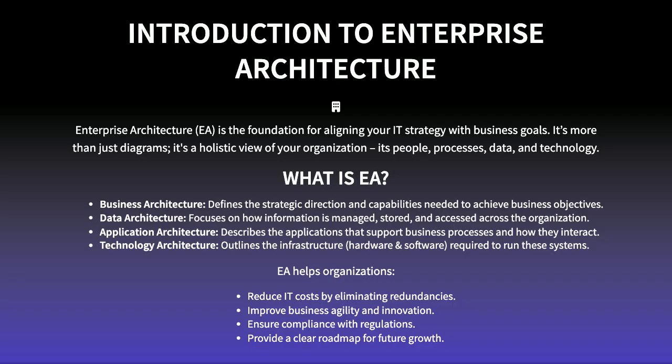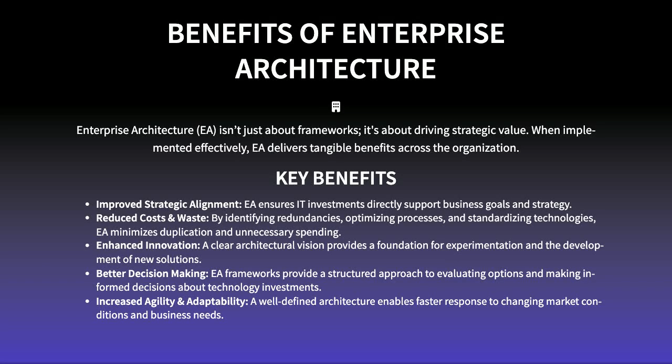We'll break it down into 4 key areas: business, data, applications, and technology. Each of these layers works together, and EA helps us streamline processes, cut costs, stay compliant, and ultimately be more adaptable and innovative.